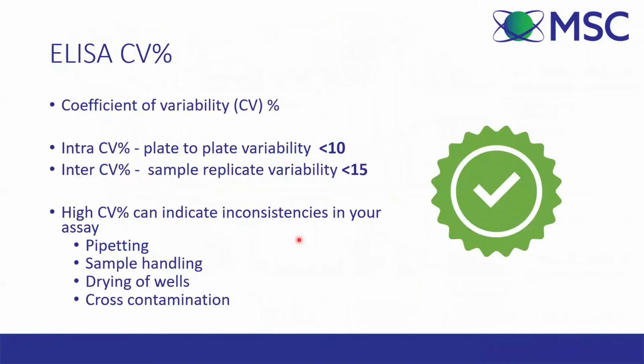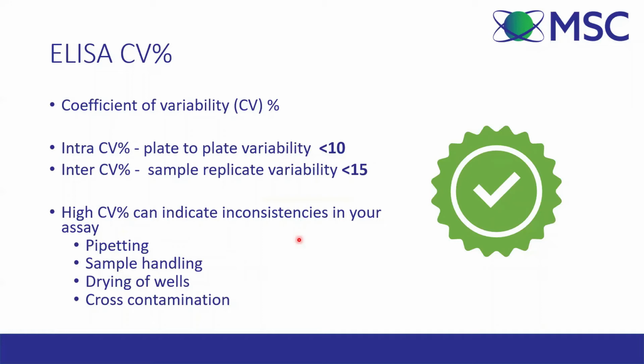So now I'm going to move on to some things you really need to look at when you're doing your ELISAs, and one of them is your CV value. So your CV is basically the coefficient of variability. This is very important because it determines how tight and how accurate your data is.